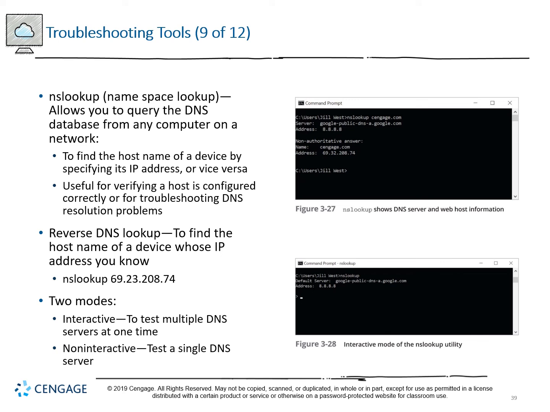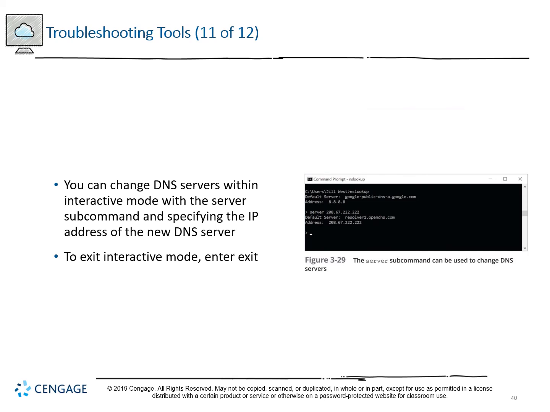We also have what's called interactive and non-interactive modes for testing. So if we type in NSLOOKUP, interactive mode, basically, we go into NSLOOKUP without putting in a command. We don't put in a server, we don't put in an IP address. We can actually test different servers.